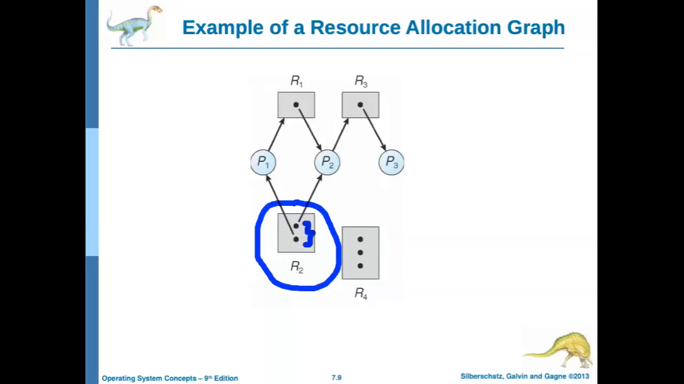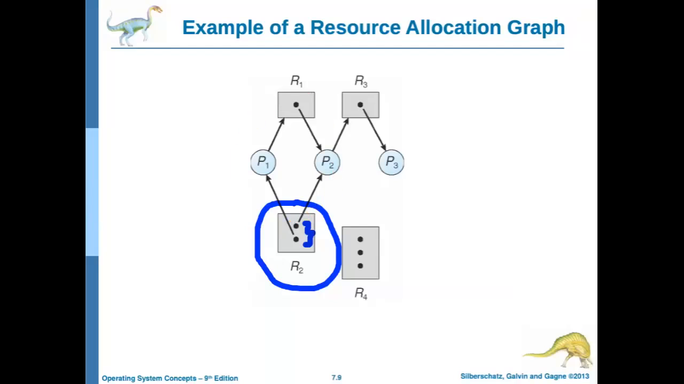Remember, you can think of this as a cycle. For example, let me change the color and see, this could be a cycle, from R2 to P1, P1 to R1, R1 to P2. But here the problem is the direction of this arrow. Remember, it is from R2 to P2. So you cannot say this is a cycle. So this is the wrong thing.